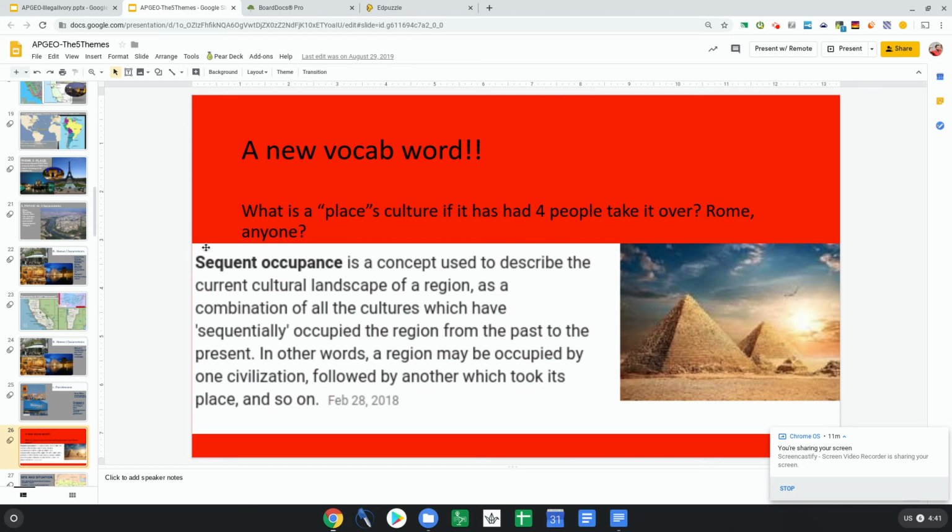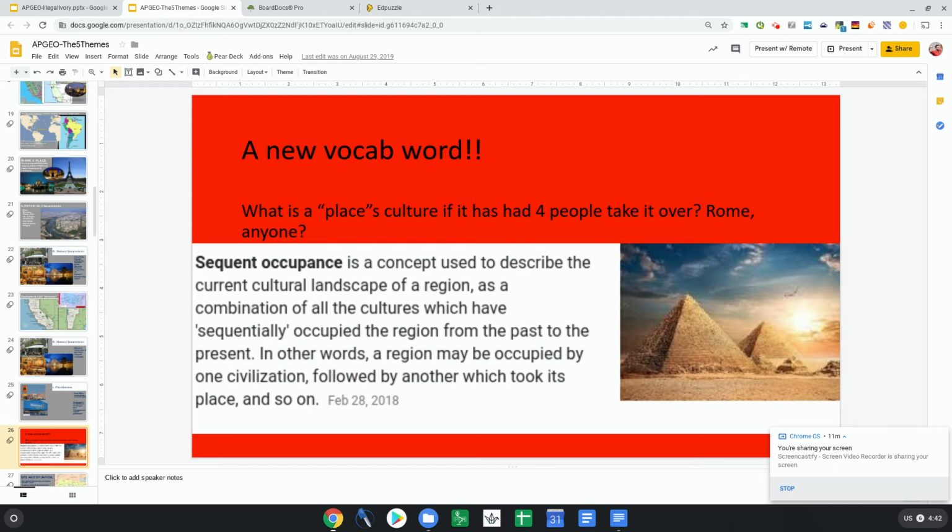And finally, here's a new vocab word. Are you ready? I learned this last year when it was on the AP test, and when my students asked me what it was, I said, I don't know. So here it is. Sequent occupants. What happens when a place is taken over by another place and then taken over by another place, and then it was Greek, and then it was Roman, and then it was Italian, and now it's America, right? What does that place feel like? We call that sequent occupants.